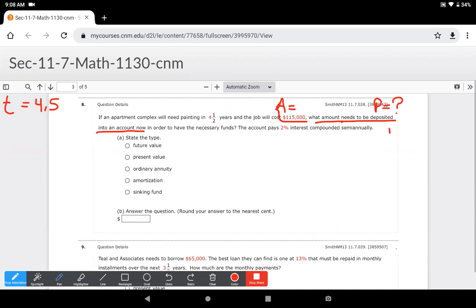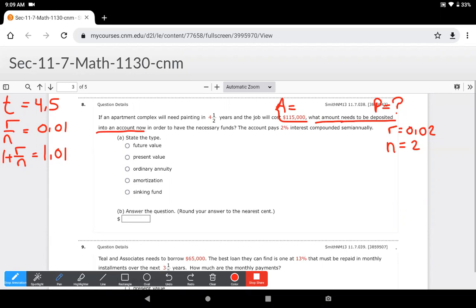The account pays 2% semi-annually, which means that R over N cleans up to 0.01, and 1 plus R over N cleans up to 1.01, right? And then we have to figure out what they're asking us. They're asking us for P. They're giving us an A, right? So we have two formulas to solve for P. One of them has an M and one of them has an A, right?